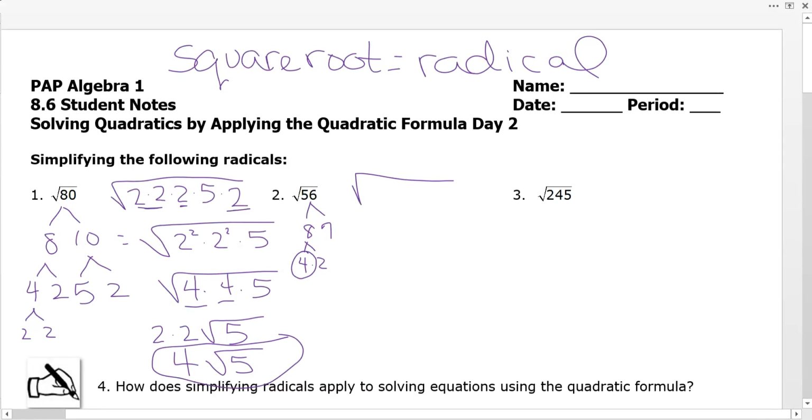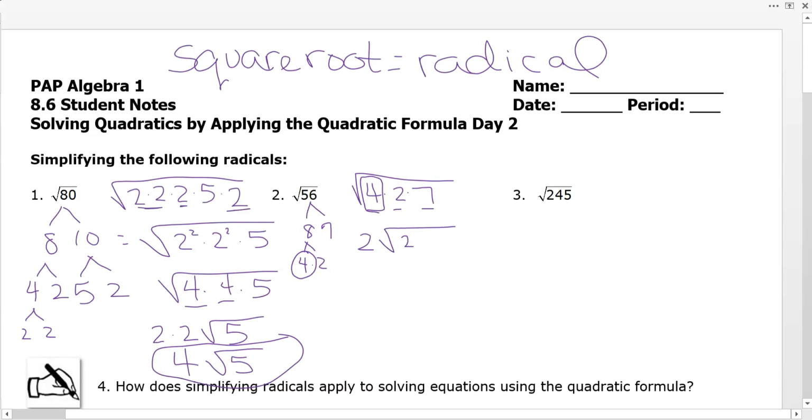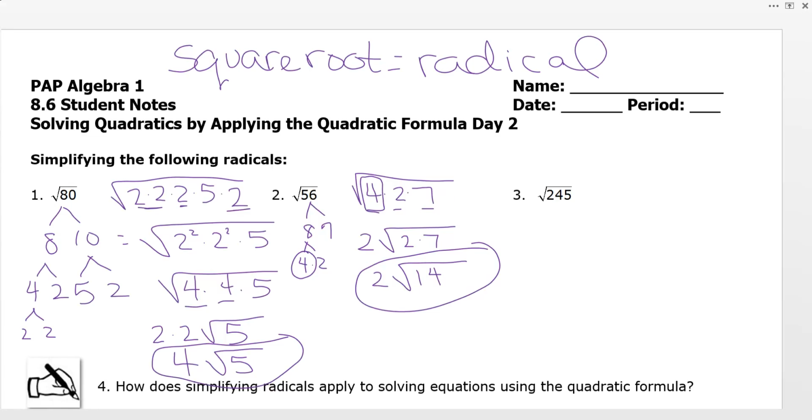So I'm going to rewrite my 56 as 4 times 2 times 7. This is the only number that is a perfect square. The 2 and the 7 aren't perfect squares, and there's not factors in them because they're both prime numbers. So I'm going to take the square root of 4, which is 2, and I'm going to leave my 2 and my 7 inside. So I'm going to end up with 2 times the square root of 14. 14 doesn't have any perfect squares in it as factors, so I'm finished.